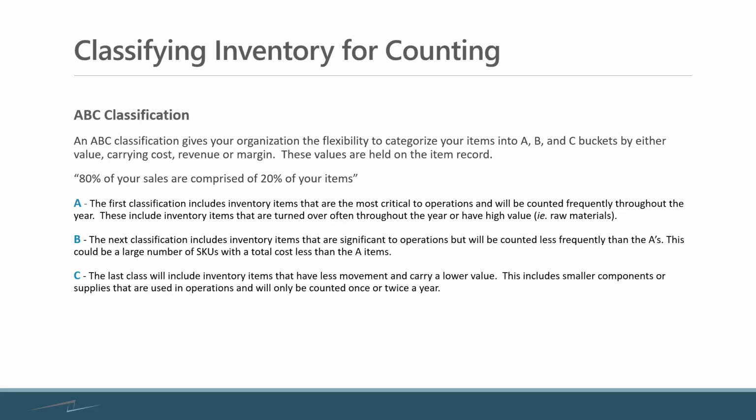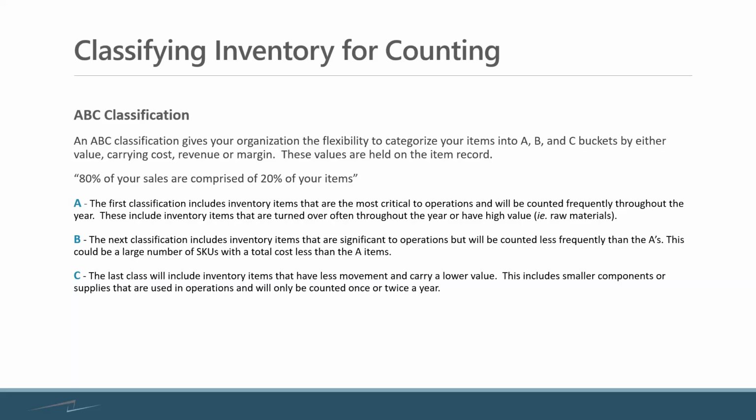Your C items are the class that will include inventory that has less movement. They carry a lower value inventory. I think of it as my slow moving list, right? This is the low hanging fruit. You may just want to count those as part of your year-end physical inventory, if you still have that once you put this program in place, or you may want to count them twice a year. But they're probably those items that you just don't need to focus on as much because, like I said, they're the low hanging fruit.